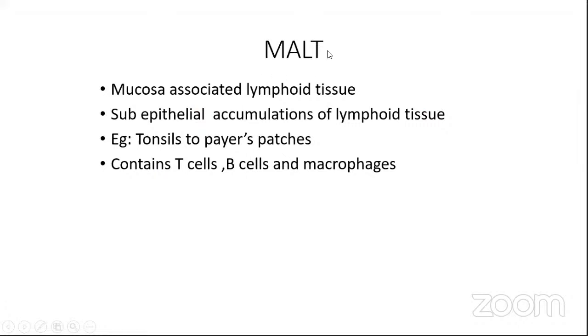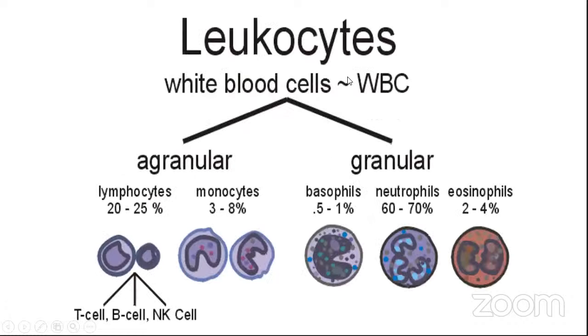Then the other secondary lymphoid organ is the mucosa associated lymphoid tissue, which are subepithelial accumulations of lymphoid tissue in most of the lumen, like your respiratory tract, your intestinal tract, your genitourinary tract, etc. So it starts from the tonsils in the throat to the Peyer's patches in the small intestine. It contains a congregation of T cells, B cells, and macrophages. That is about the lymphoid organs.